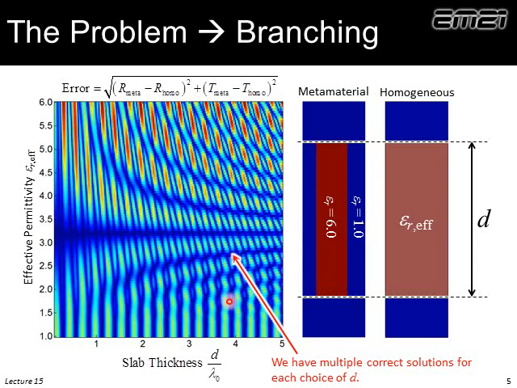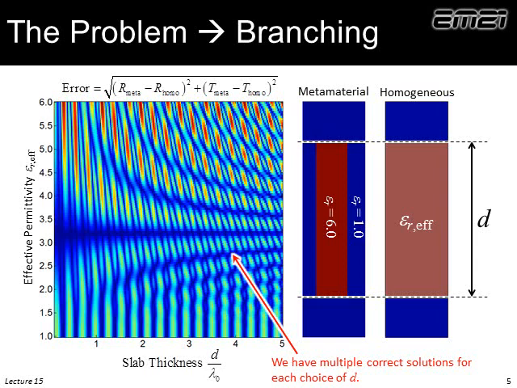In fact, if this were fixed to just one slab thickness, there are multiple correct answers. So how on earth do we determine which of those is the correct answer? In fact, there is none, because they're all correct answers. This acts like all of these. And so this problem is called branching, when there's multiple correct solutions. And that is why this is so complicated, because we have to sort this out.